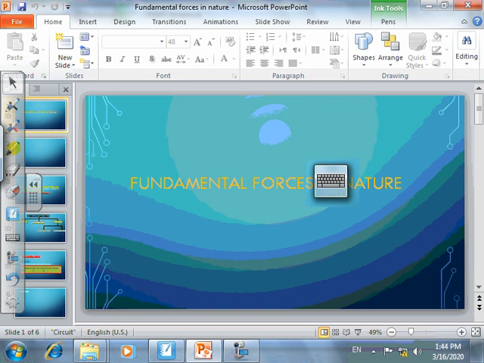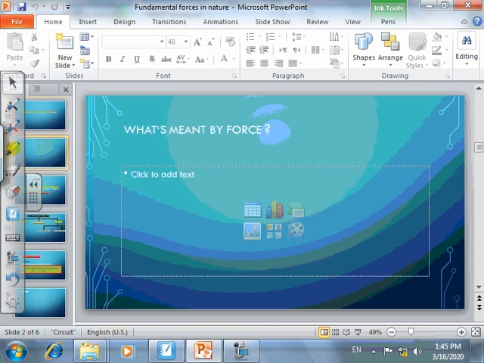Today, inshallah, we are going to talk about Unit 2, Lesson 1, Fundamental Forces in Nature. What's meant by fundamental means basic forces in nature. What's meant by force? Suppose, for example, if we have a table, we can put a book above it.